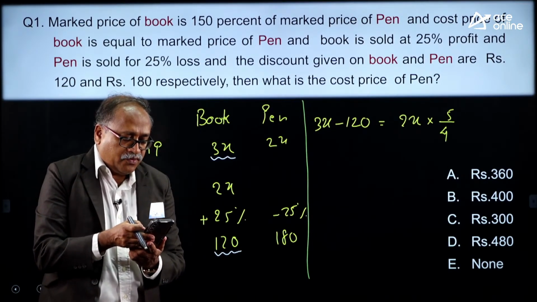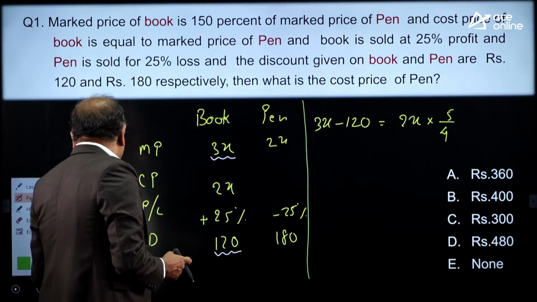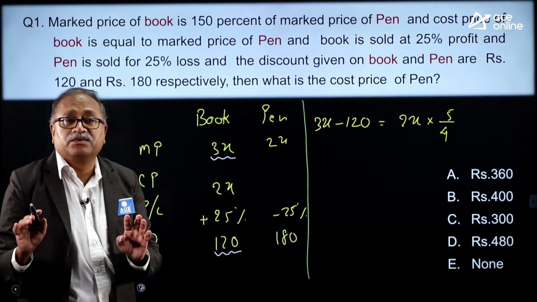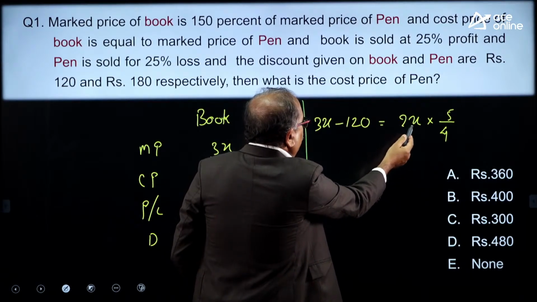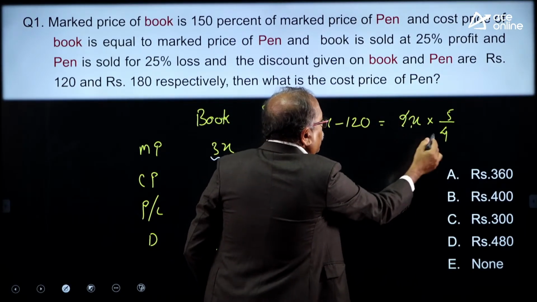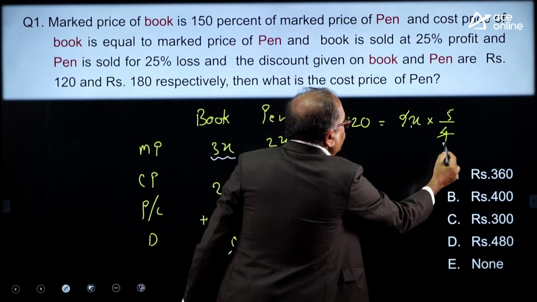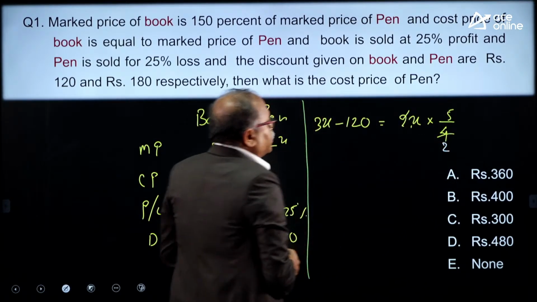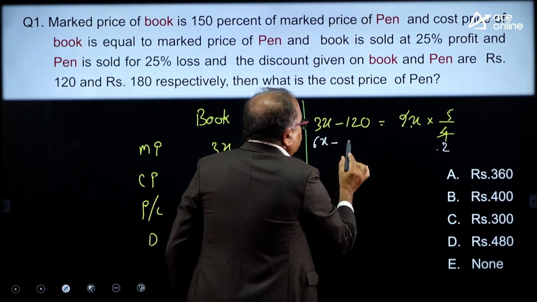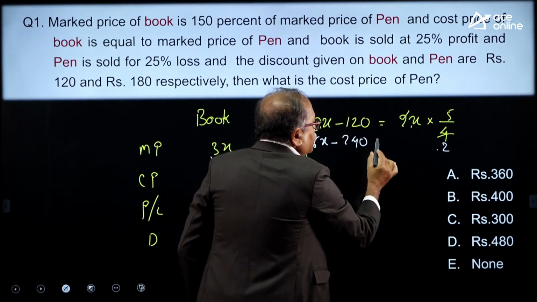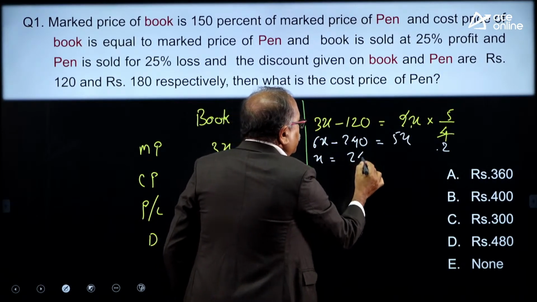Okay, fine. Now, let me complete this question here. So, here 3x and 2x, so it's a multiplication. Cancel this one, and when you cancel these two parts, you are getting 2 over here, 5x by 2. So, here it comes 6x minus 240, which is equal to 5x. So, x is equal to 240.